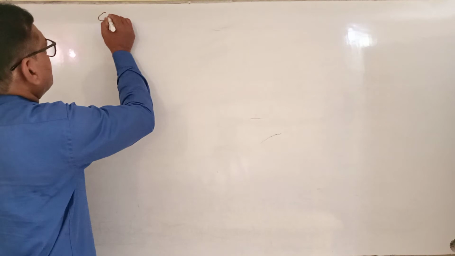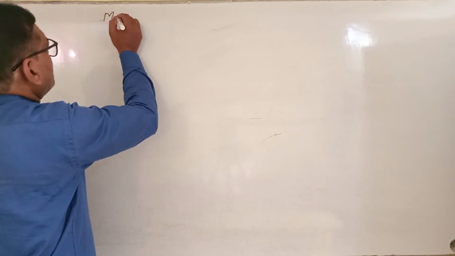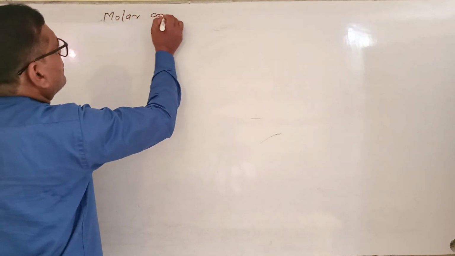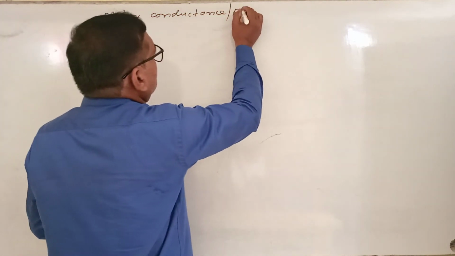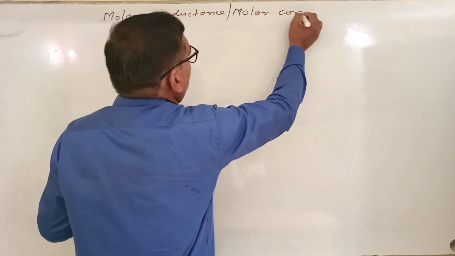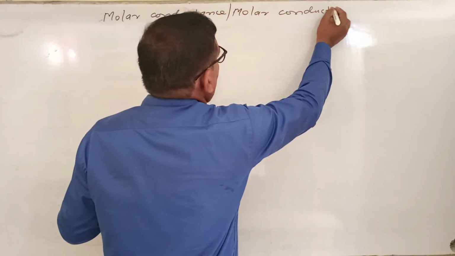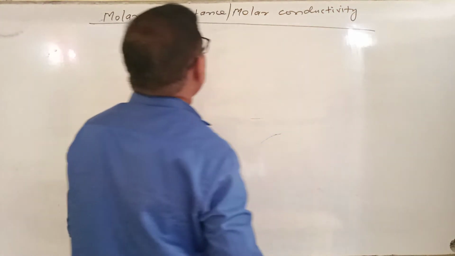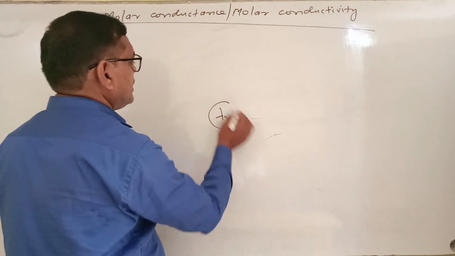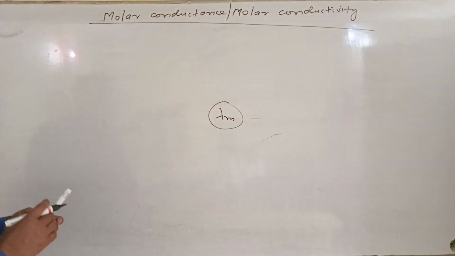Next topic is molar conductance or molar conductivity. We write molar conductance or molar conductivity. It is denoted by lambda m.